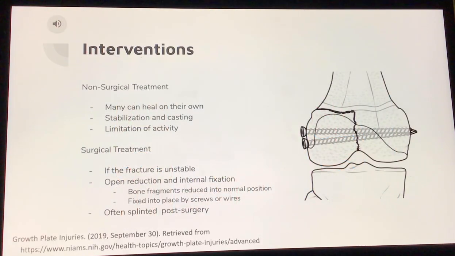Okay, on to intervention strategies. There is the non-surgical side, which, if this fracture is treated properly and caught in time, many can heal properly without surgery by simply applying a stabilizing cast and limiting participation in physical activity. Sometimes, however, surgical interventions are required if this fracture is unstable. The image on the right is of the reduction in internal fixation surgery, which is the most commonly used surgery to fix these fractures. As you can see, the bone fragment has been reduced, or moved back into place, and fixed there by screws, hence the name. However, it's not uncommon for the surgeon to splint this post-surgery.